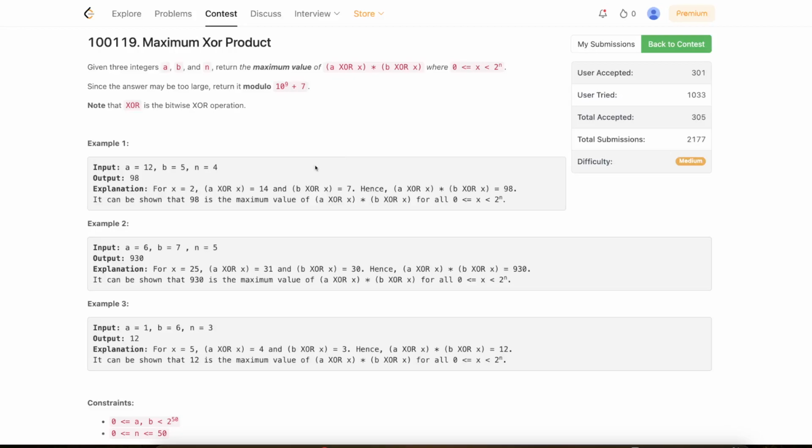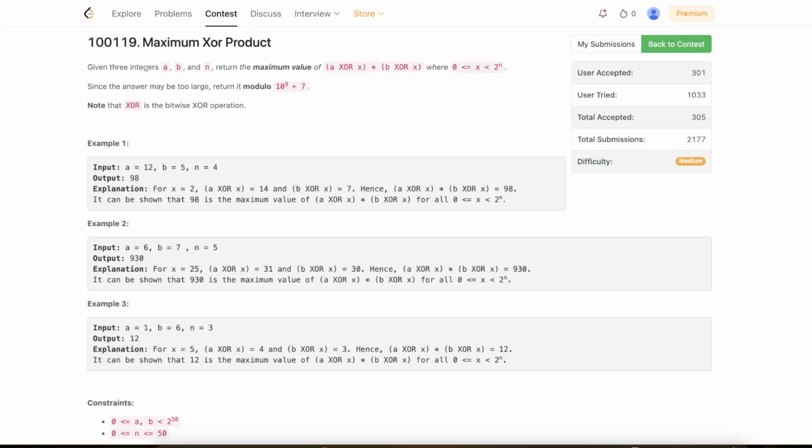Hello everyone, welcome back. In this video, we'll be discussing the third problem of today's weekly contest, Maximum XOR Product. The problem is very interesting and we have solved similar problems in the past. The approach has always been to solve one bit at a time and then extend it to all the bits. So if you haven't thought in that direction yet, I would encourage you to pause and try to think in that direction before moving forward.